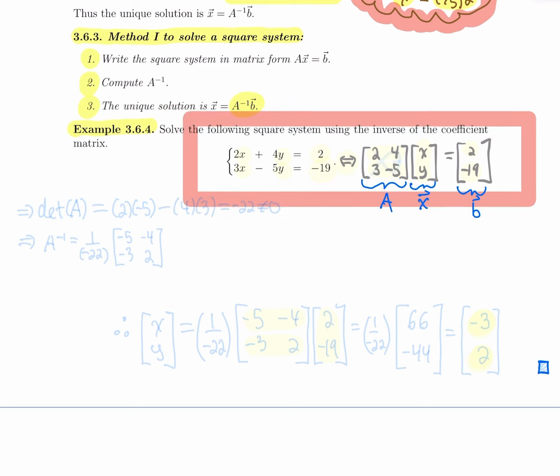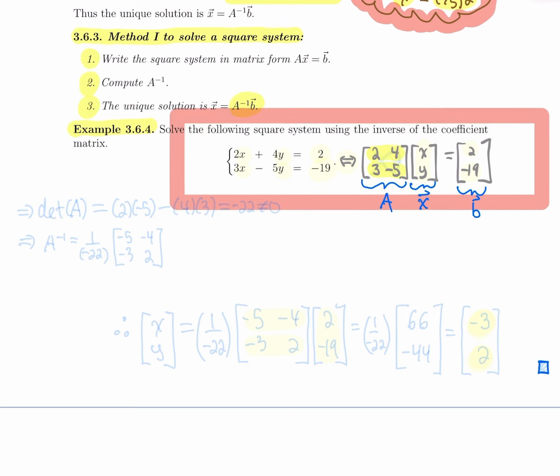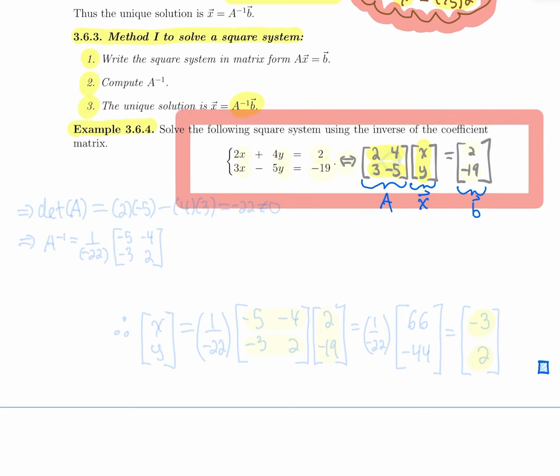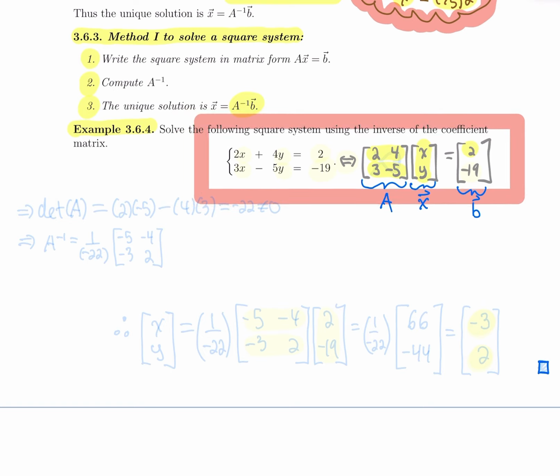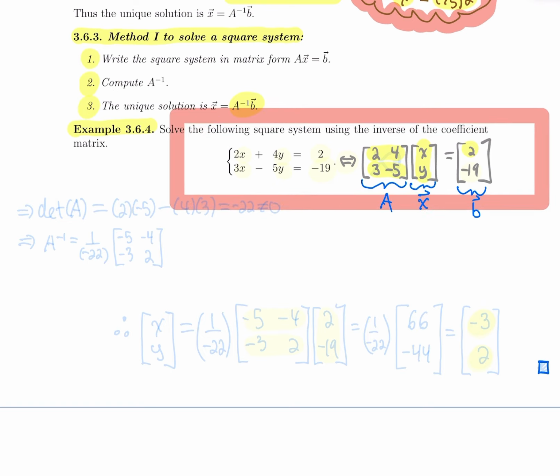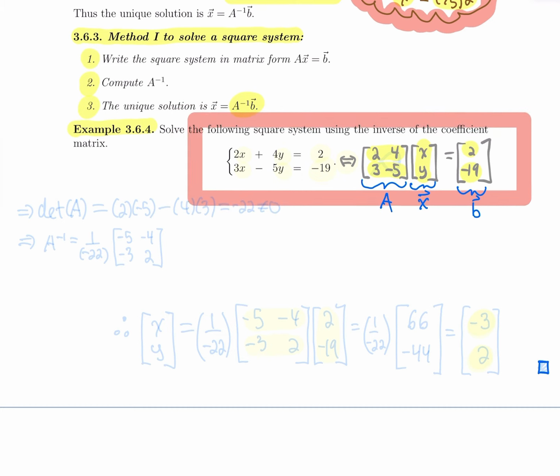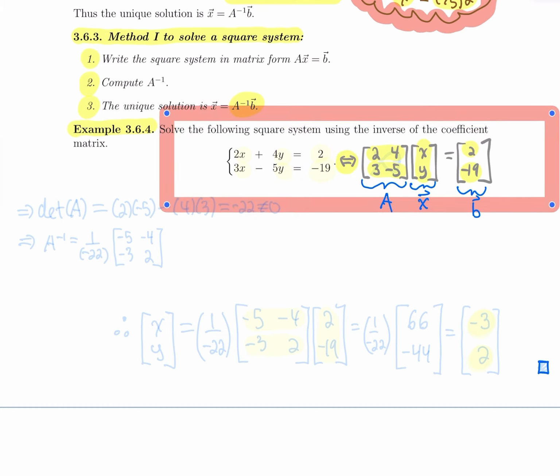The idea here with this notation is that if I was going to multiply (x, y) by the matrix A, you would get 2 times x plus 4 times y equal to 2. And then on the second row, you'll get 3 times x plus minus 5 times y is equal to minus 19. So you get the exact same thing. This is just two different notations for the exact same thing.